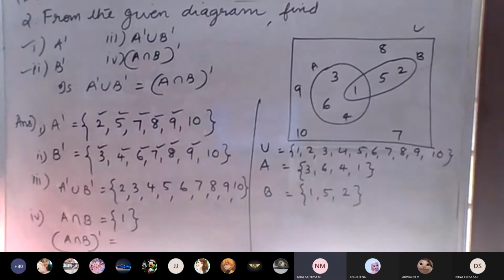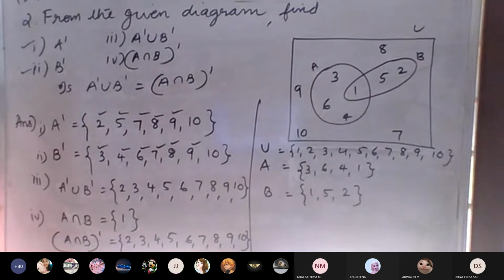2, 3, 4, 6, 7, 8, 9, 10. 2, 3, 4, 5, 7, 8, 9, 10. 6, 7, 8, 9, 10.